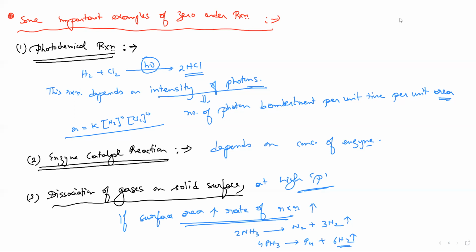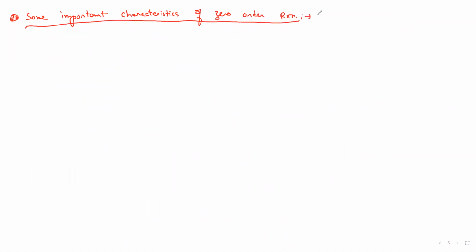Okay, next, some important characteristics of zero order reaction. In a zero order reaction, the first point: equal percentage of reaction completes in the same time.